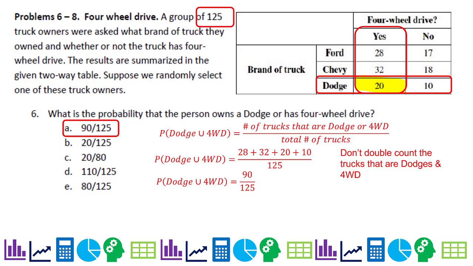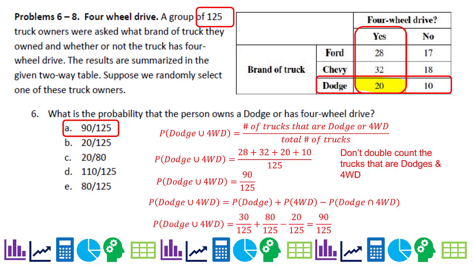Now, there is another way to do it using the formula. So we have the formula probability of A or B equals probability of A plus probability of B minus probability of A and B. So probability of a Dodge is 30 out of 125. Probability of four-wheel drive is 80 out of 125. So that's if I add the totals.